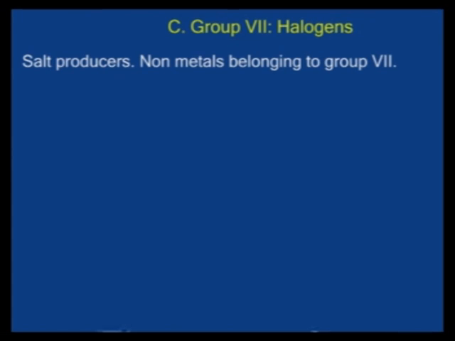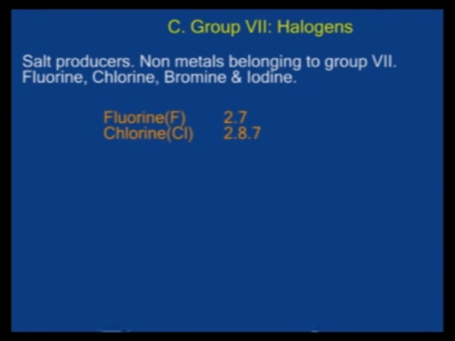Halogens are nonmetals belonging to group 7 of the periodic table. The first 4 halogens are fluorine, chlorine, bromine, and iodine. The electron configuration for the first 2 is fluorine has 2,7 and chlorine has 2,8,7. All halogens have 7 electrons in the outermost energy level and exist as diatomic molecules. Their atoms do not exist independently, rather 2 atoms combine to make a diatomic molecule.